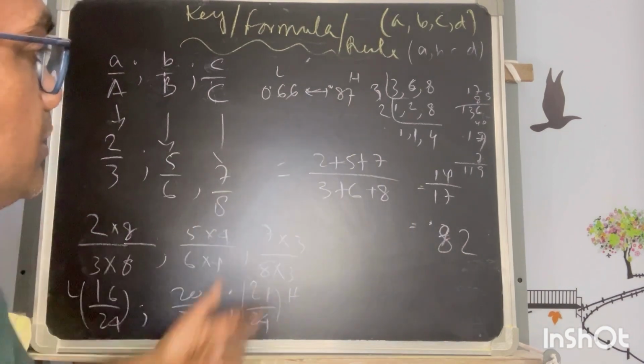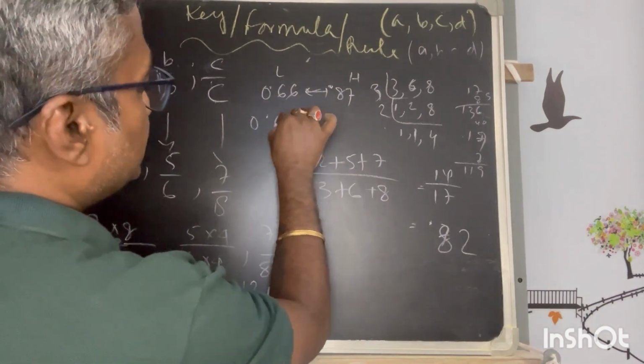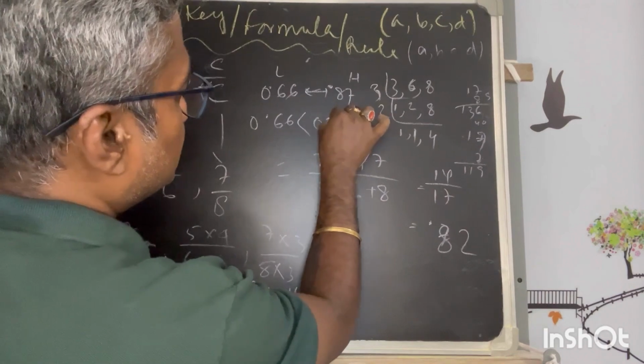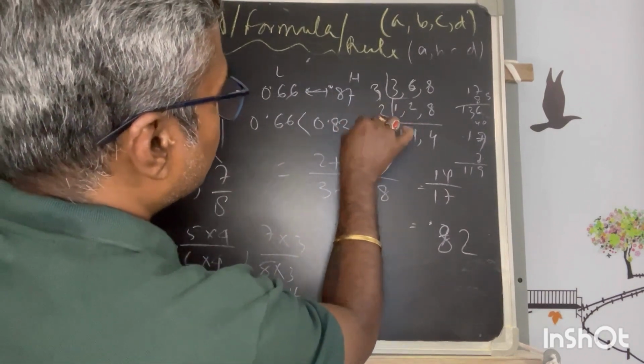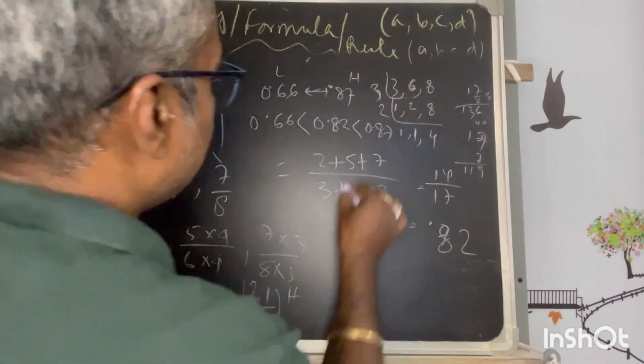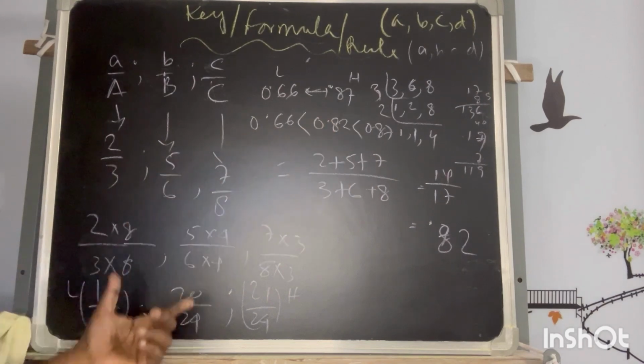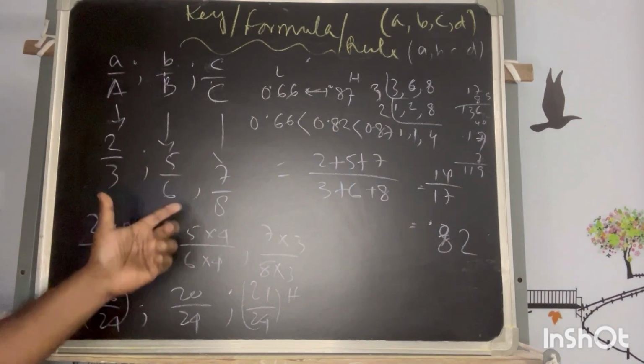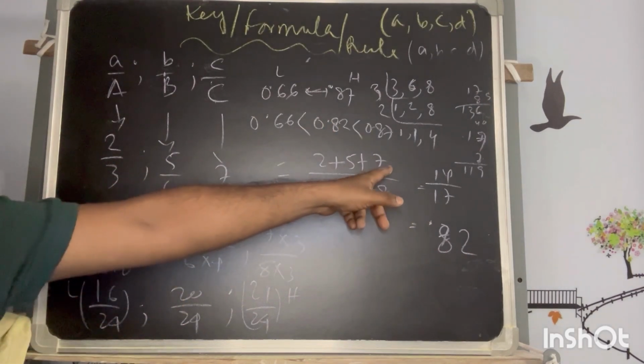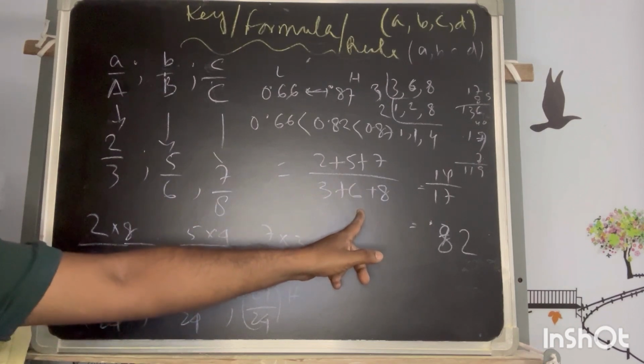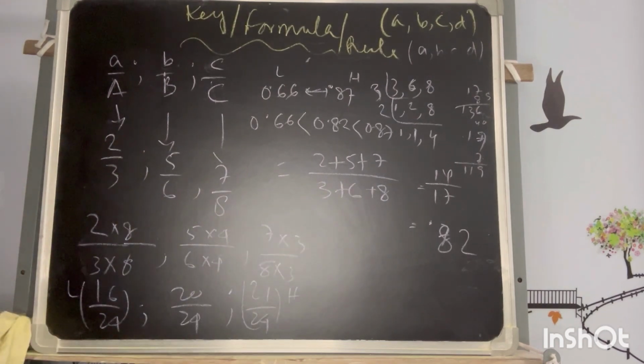You can see this is lying between 0.66 and 0.87, between the highest and the lowest of the fractions that are given, if I do the sum of the antecedents over the sum of the consequents. Okay, this was the corollary.